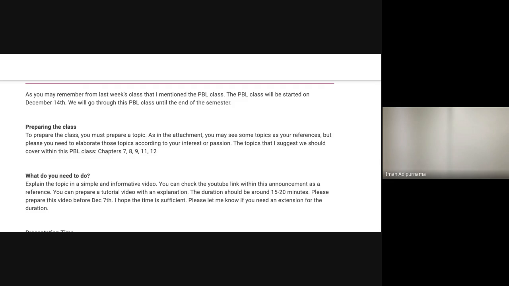You just write what your topic is, and maybe you can also add additional information about your topic. Maybe you want to correlate sequence and series and find other related things in technology. Maybe you want to connect with other sciences such as physics or chemistry. That is also okay. So you can think in a more creative way to do these explanations.